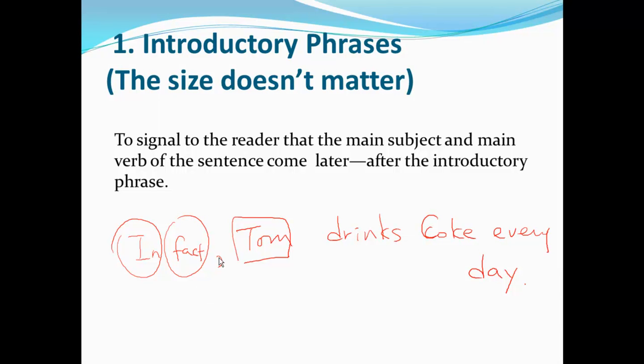Okay? So the function of this comma in this case is, look, don't panic. It's right here. The subject, real subject, follows. So to signal to the reader that the main subject, the main verb, in this case here, will come later, so don't panic. Is that easy enough to understand? And then when I say the size doesn't matter, what I'm saying is this introductory phrase can be 1 word or 2 words like this, 3 words, or it can be as long as almost a sentence.